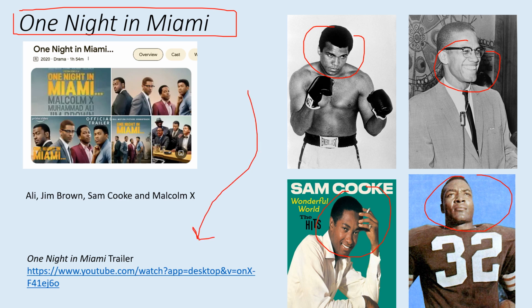And it's an interesting movie because in that film you see Malcolm X trying to influence Sam Cooke to become more politically active in his music, and some of the tension between these four men and how they dealt with the racial problem in America in the 1960s.